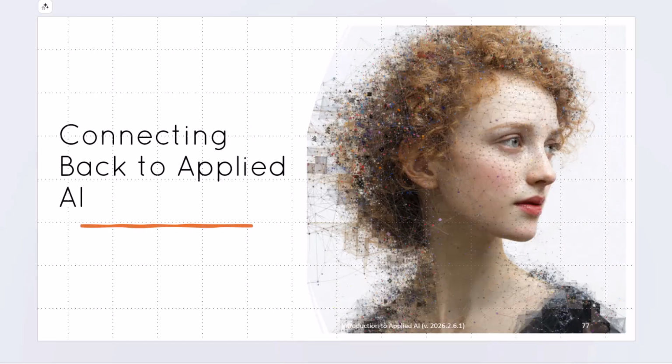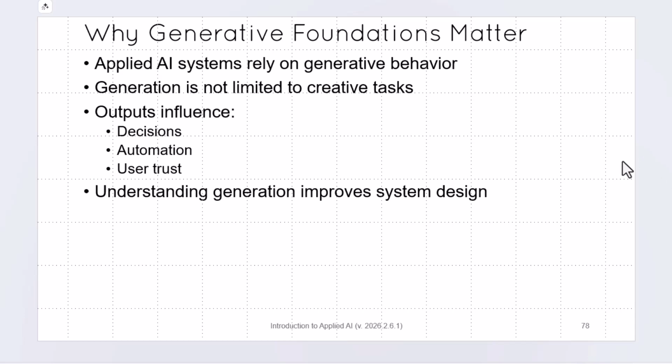So, connecting back to applied AI. Why do generative foundations matter? Applied AI systems rely on generative behavior. That includes, of course, the LLMs that we've discussed earlier in the course. Generation is not limited to creative tasks. Outputs influence decisions, automation, and user trust. Understanding generation improves system design.